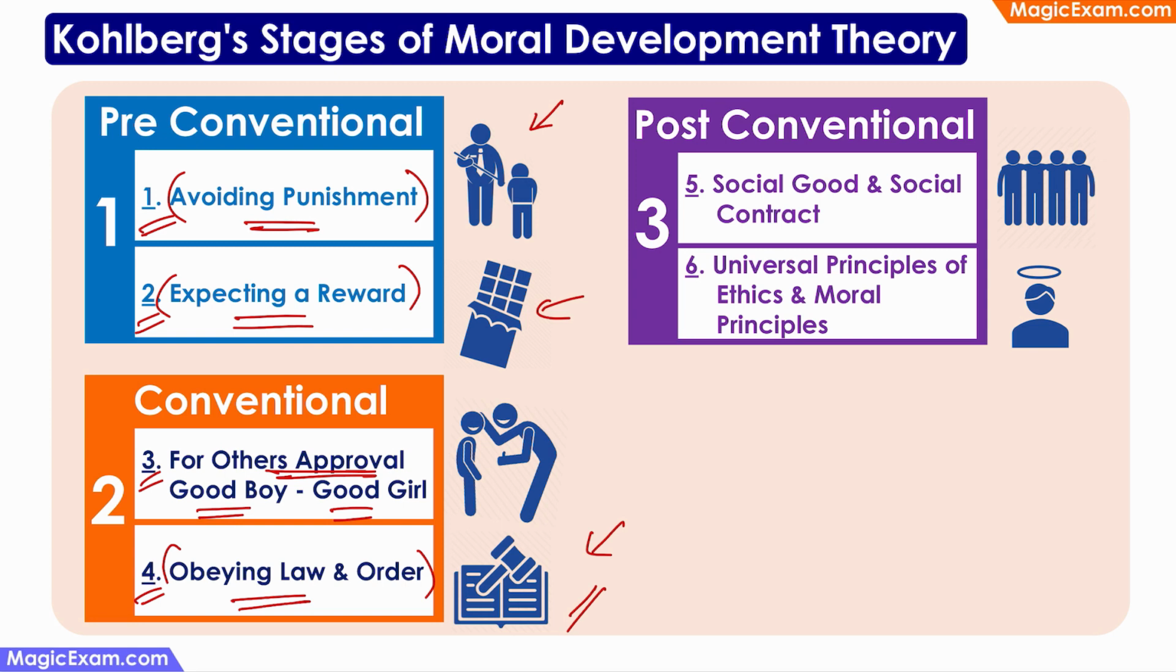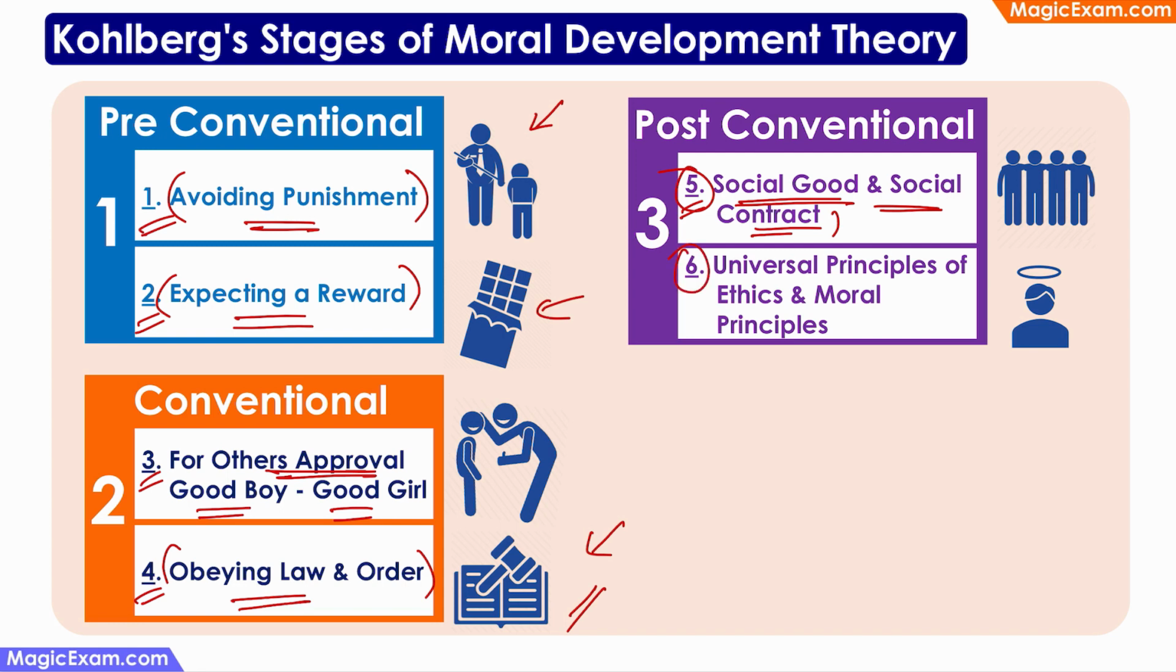And next comes stage 5, where you are talking about social good and social contract. Because by now, the person has grown up and he or she has a lot of friends and is interacting with the society. So the person thinks that I will do something which is right because that is the way I expect others to do. So there is a social contract, because if I do something which is wrong and others also start doing the same thing, then the society will not be a right place. Therefore, I will do the right thing and I will expect others also to do the right thing. So that is stage 5.